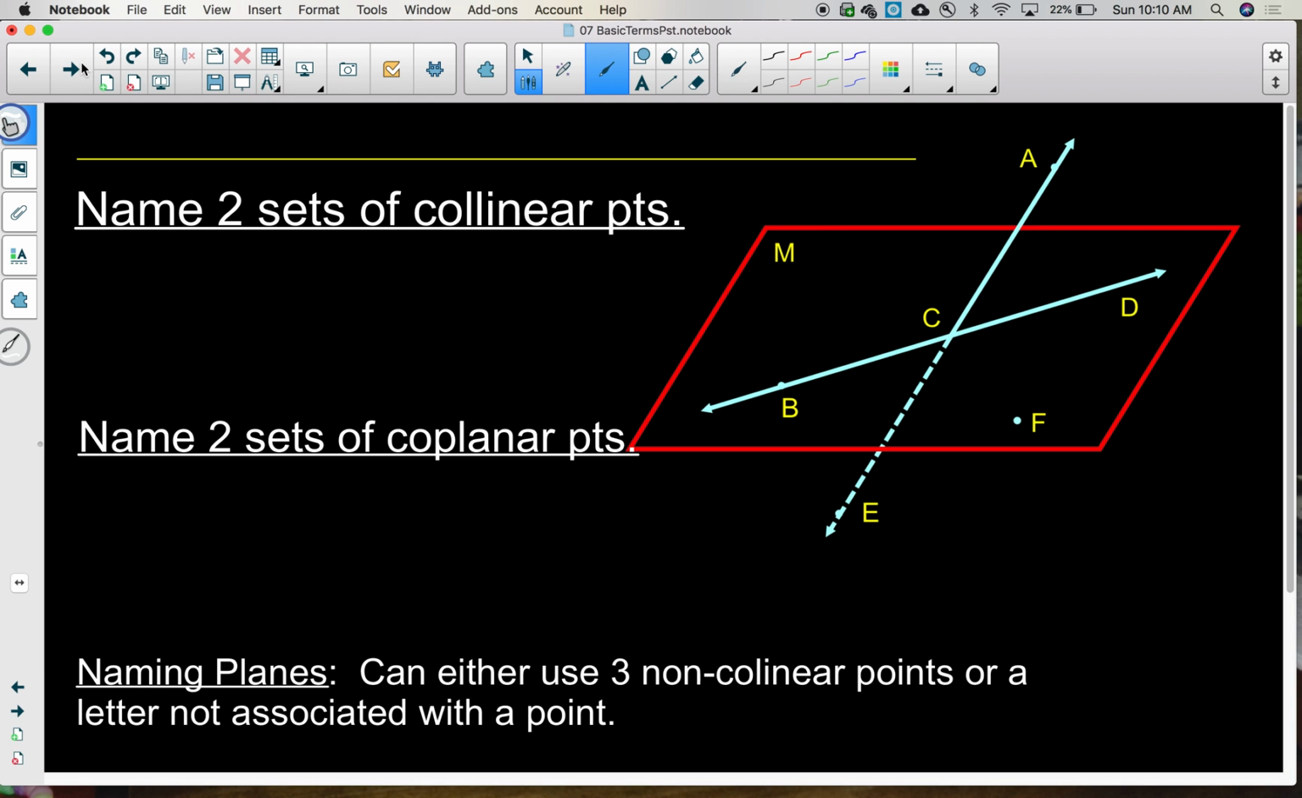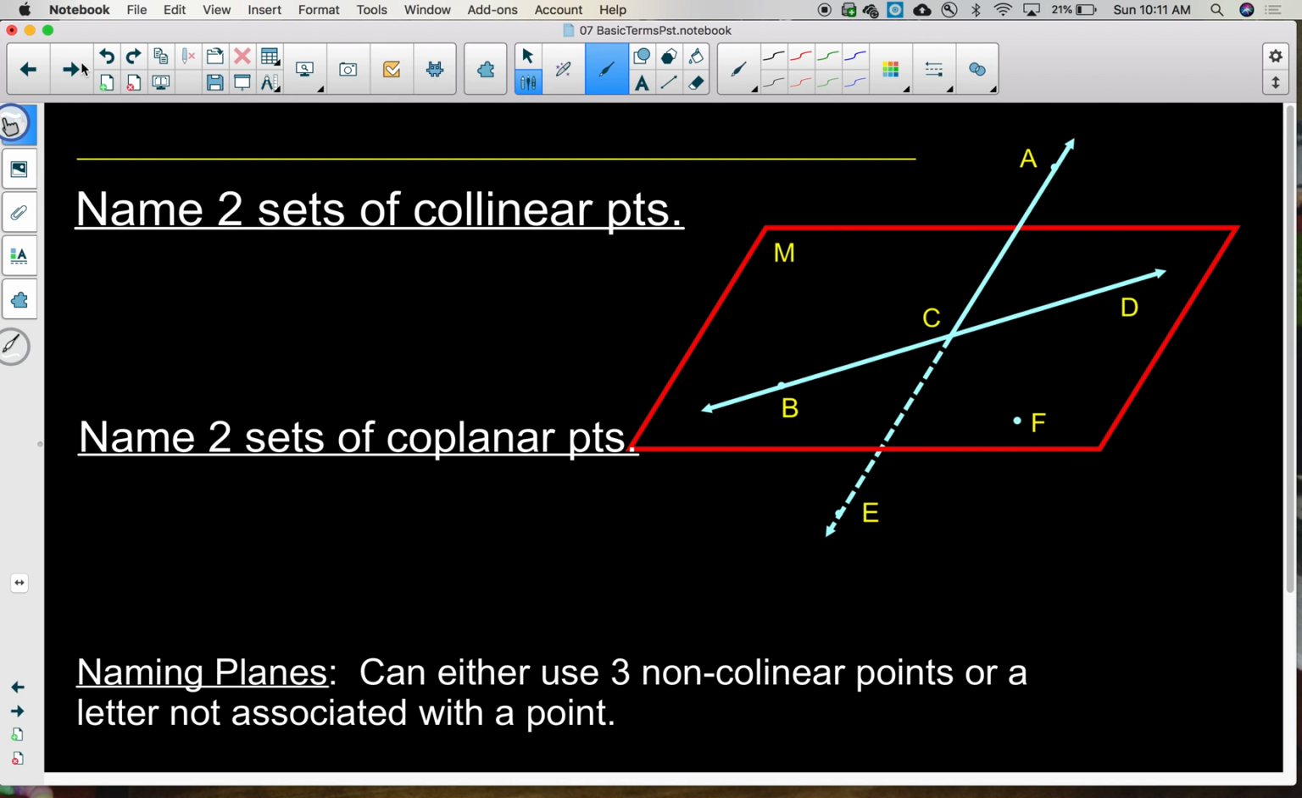Okay, so here's a diagram. The red would indicate a plane. Some sort of parallelogram would always show some sort of plane going on. We have two lines. We have line BD going across the plane, and we have line AE that's extending through the plane vertically. The dashed line from C to E would say that that's below where the plane would be.